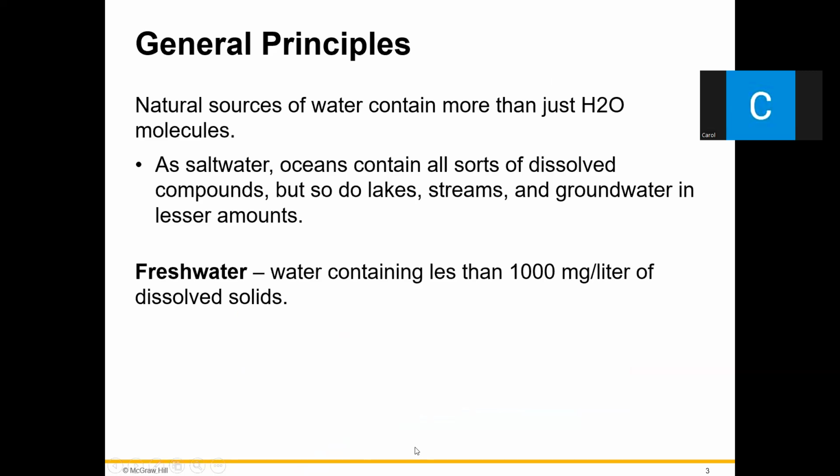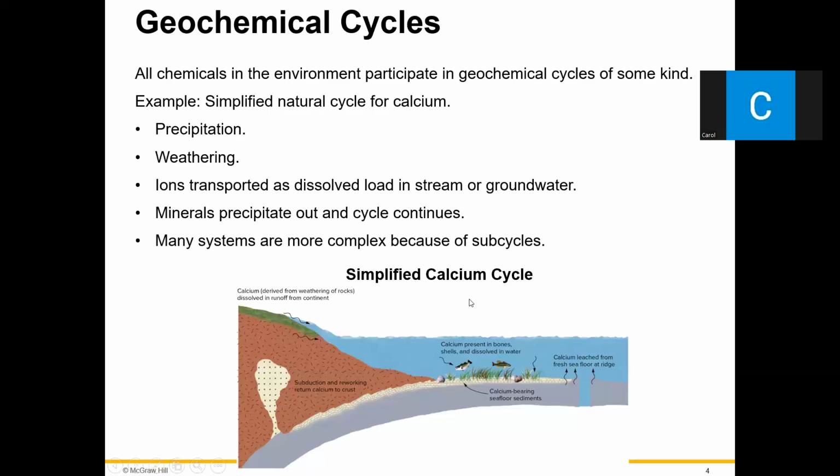So that's fresh water. I forget what salt water's limit is, and in between fresh water and salt water is brackish water. Geochemical cycles. Like you've heard of the water cycle, there are geochemical cycles too for all sorts of things where they come in and out of solution with rocks. Here is an example of the calcium cycle.